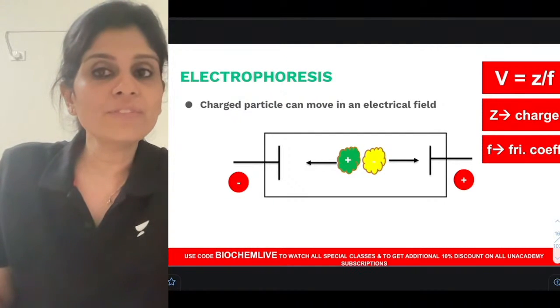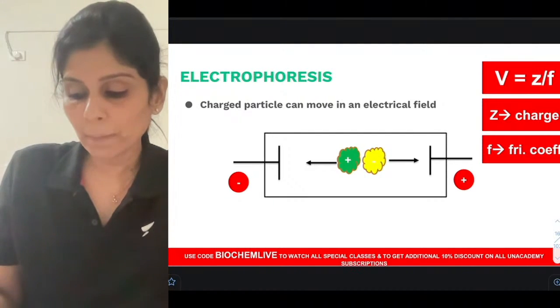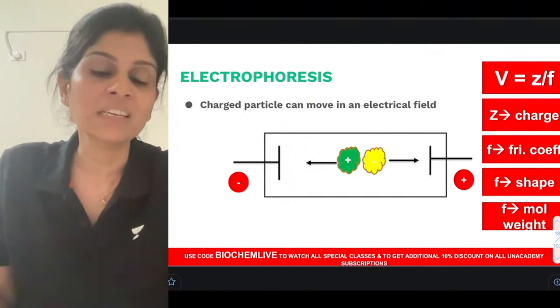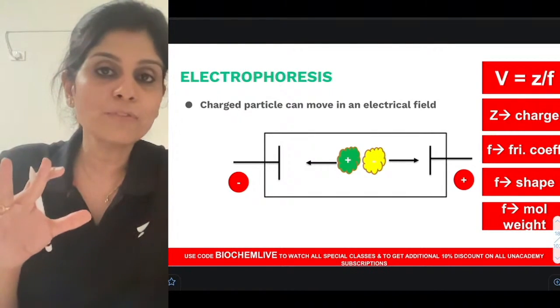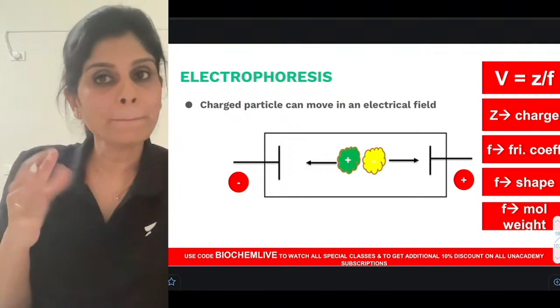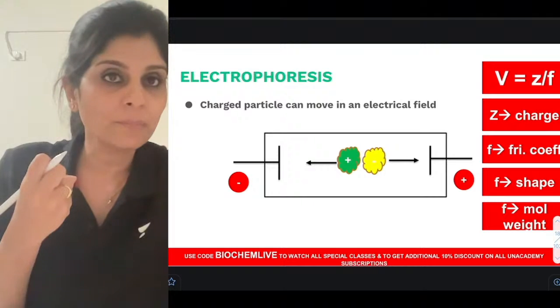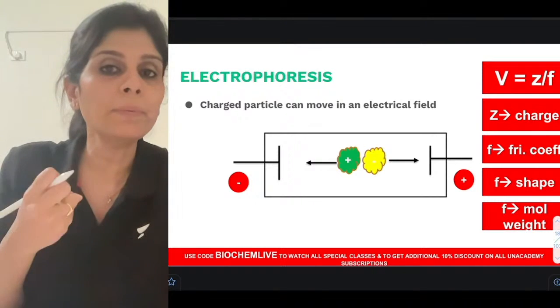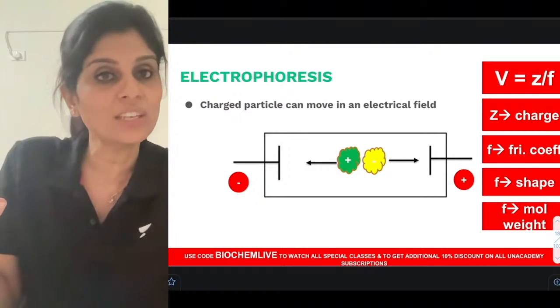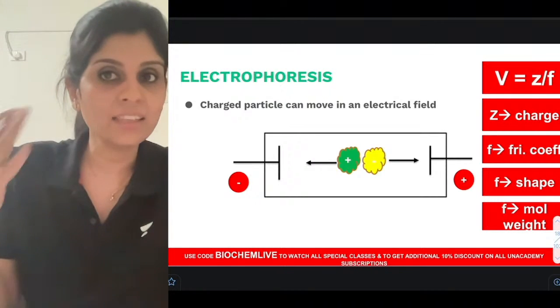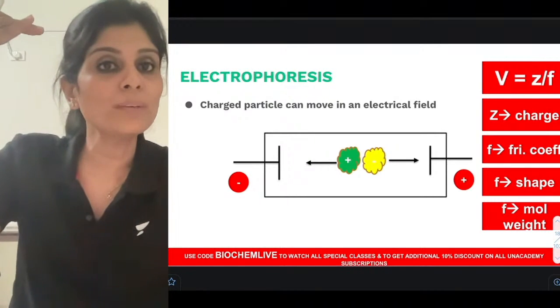And this frictional coefficient is determined by shape and molecular weight. Do you think it's a very complex formula, difficult to understand? No, right? What do you think will happen when a particle is more charged? When a particle is more charged, it will rapidly move towards the oppositely charged electrode. So velocity and charge will be directly related. That is why charge is placed in the numerator.